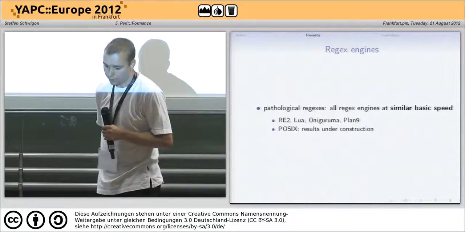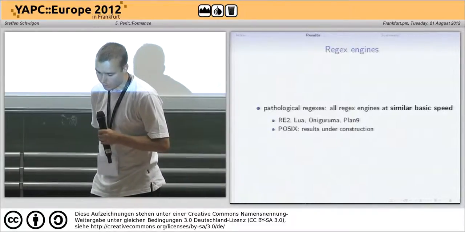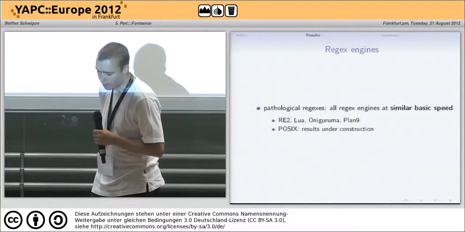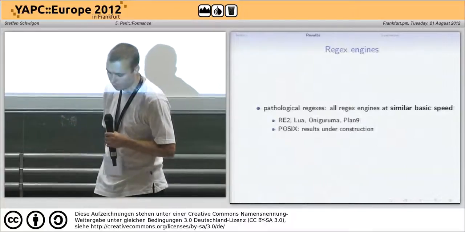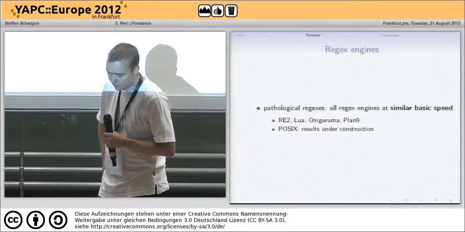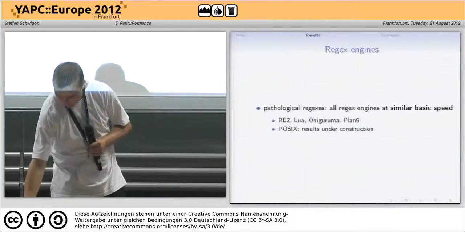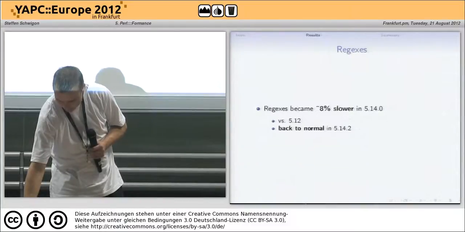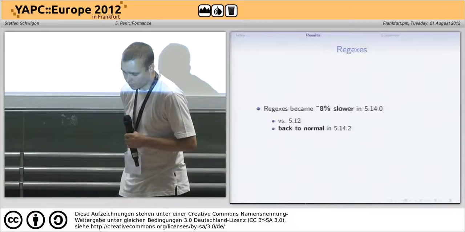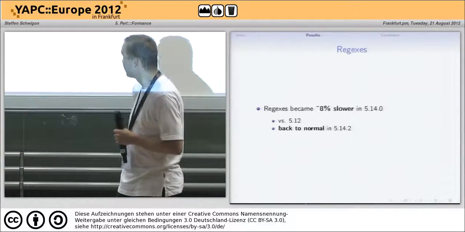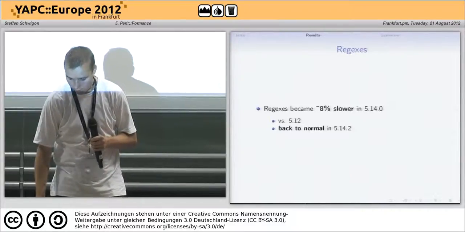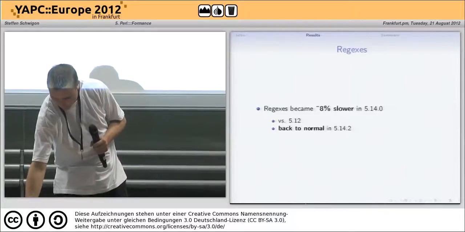I tried the pluggable regex engines that we have since 5.10 and put in some pathological regexes, and basically they provide the same basic speed on this pathological stuff. I don't know about POSIX, it doesn't work currently. And Plan 9 only works in 5.10. Then what I could see in the regex benchmarks is that the regexes became slower in 5.14, kind of a hiccup, and are now back to normal in 5.14.2.